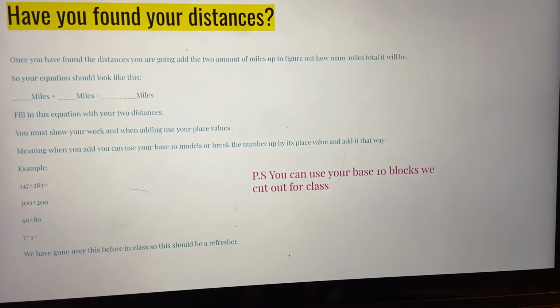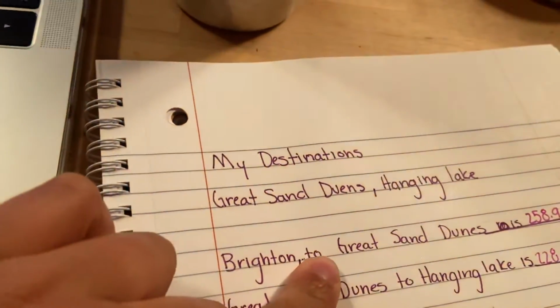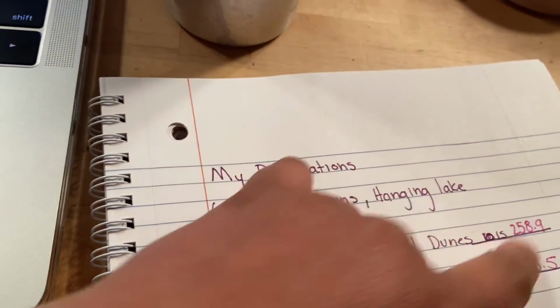We have our two distances, right? We found them, we figured out how many miles it is to each location, and now it's time to plug it into an equation so we can figure out our total miles. One thing that I forgot to point out is that my distance was 258.9.